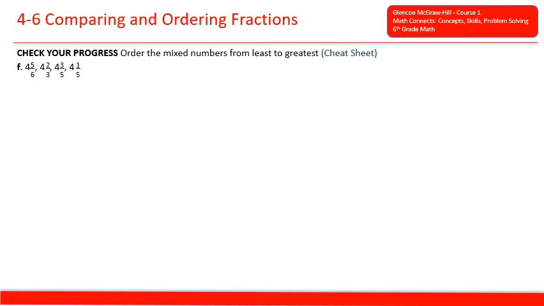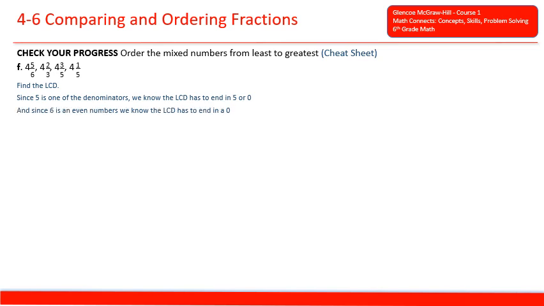Check your progress. We're going to order the mixed numbers from least to greatest. So find the LCD. And remember, we only have to worry about the fraction part of these mixed numbers right now because all of the whole numbers are 4. So once again, 5 is one of the denominators. So we know that it has to end in 5 or 0. And 6 is an even number, and we know that no multiple of 6 ends in 5. So we know that our least common multiple, or least common denominator, is going to end in 0.